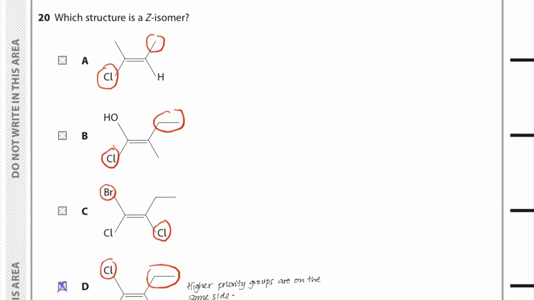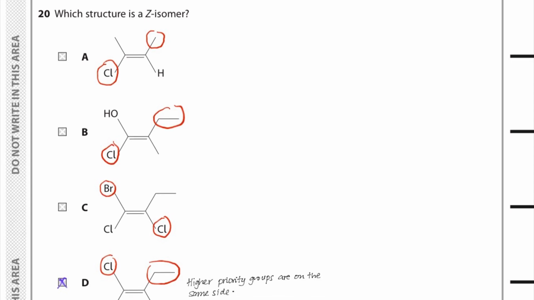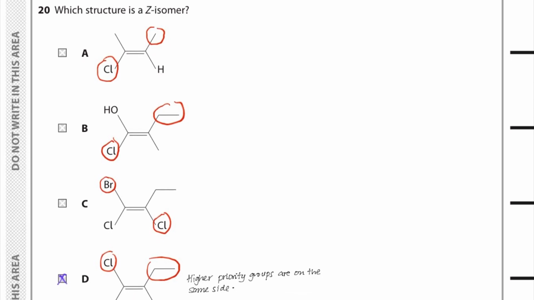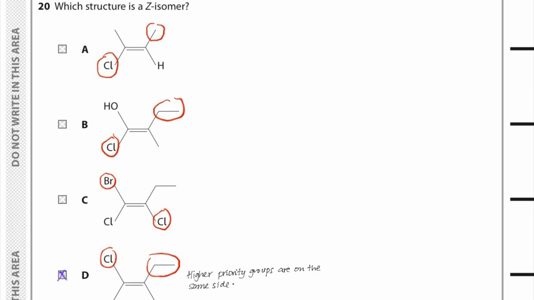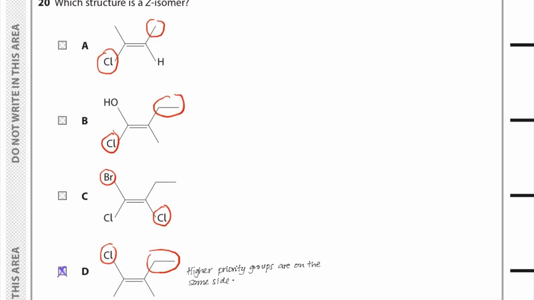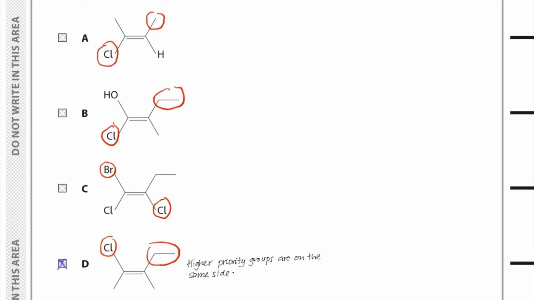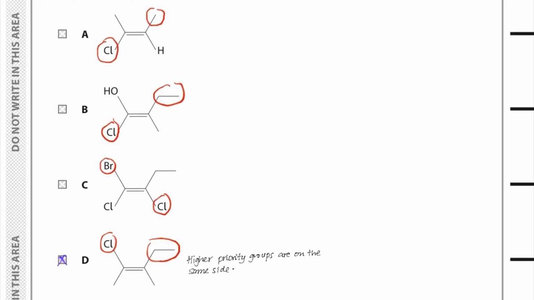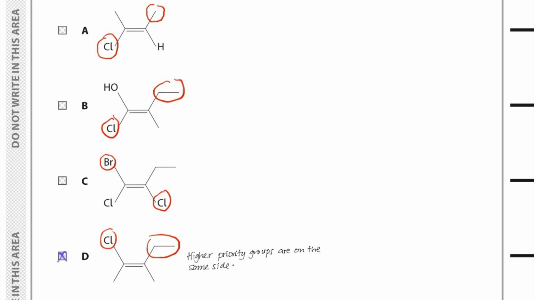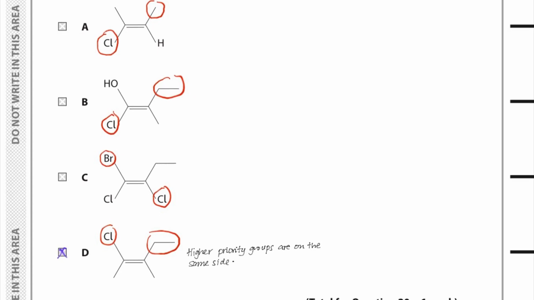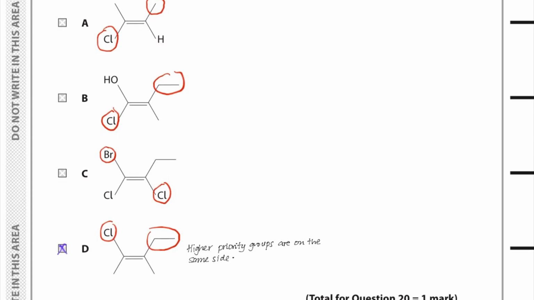Question 20. Which structure is a Z isomer? Here, Z isomer means higher priority groups are on the same side of the double bond. You can see from the parts in red that for the first 3 answer options, the higher priority groups are on opposite sides, making them E isomers. Only option D qualifies as a Z isomer. The answer is therefore D.